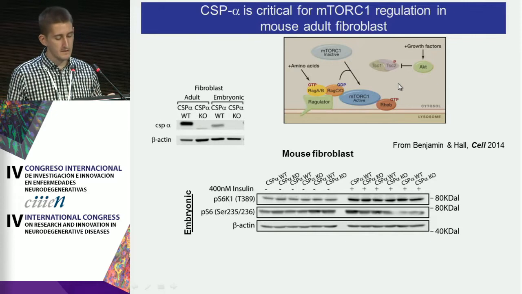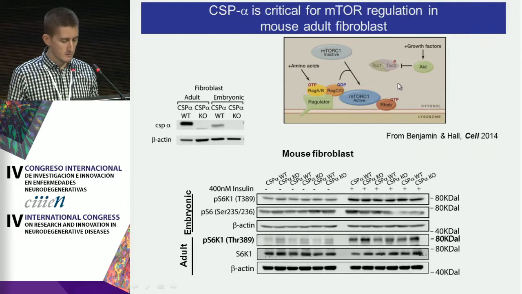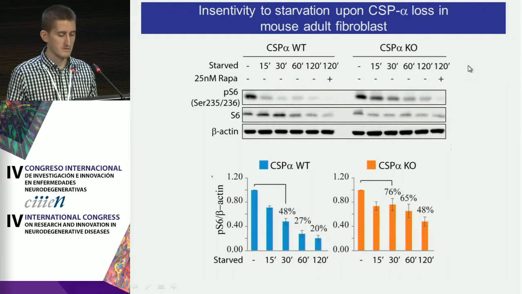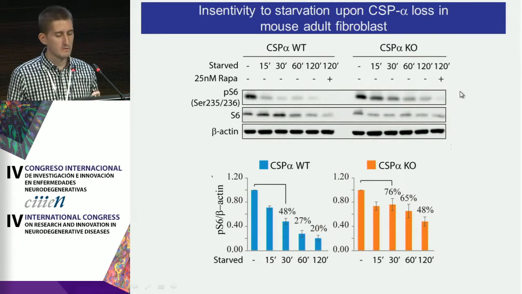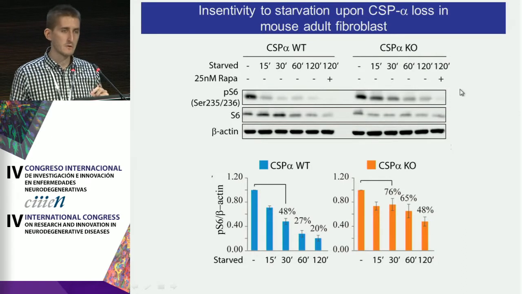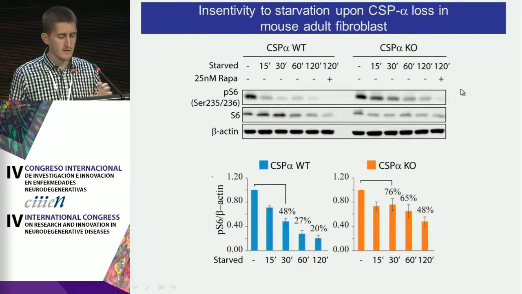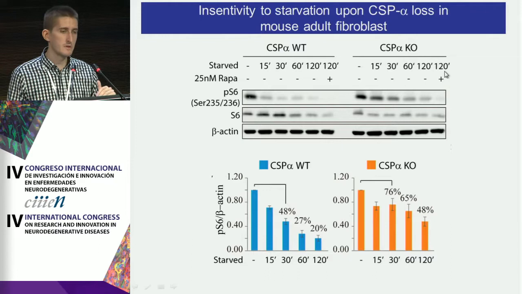So we repeated the same experiment, and this time we found that there was a problem in the mTOR signaling pathway. What we found is that mTOR becomes insensitive to starvation. So when we take away the growth factor, the mTOR signaling pathway is switched off, but in the absence of CSP this is not happening. So I think this is important.